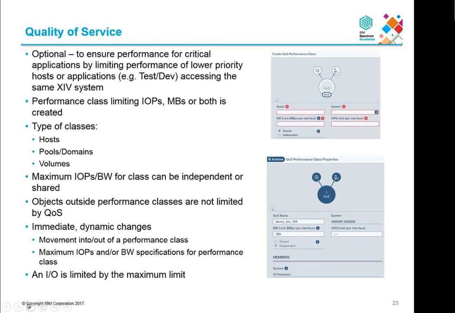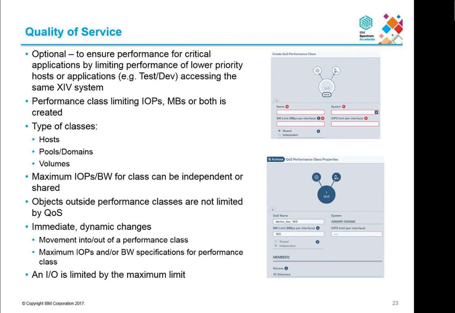I can also make the quality of service class independent or shared, meaning if it's independent, each element of this quality of service gets what we're setting here, right, which is 100 megabytes per second. If I say it's shared, then every resource in this quality of service class can collectively get 100 megabytes per second. So I have two different ways of setting the quality of service, independent or shared. And again, I can set it as low as a volume, or at a pool level, or at a host level.